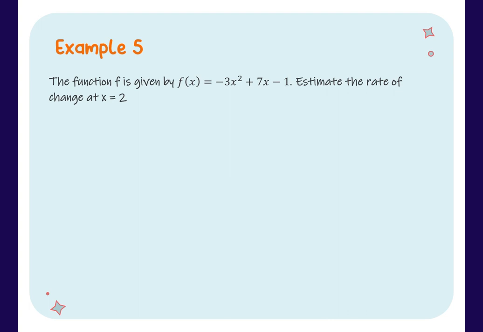Okay, so this question says the function f is given by, there's your equation, and it says estimate the rate of change at x equals 2. So how do you get a good estimate of a rate of change at a given point? We can't. We need some sort of range.